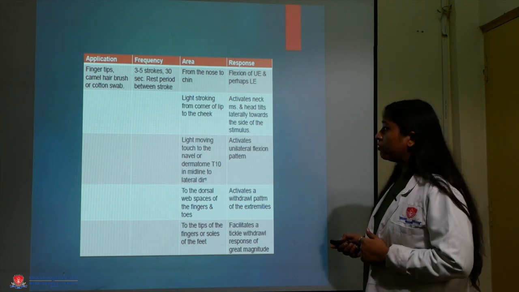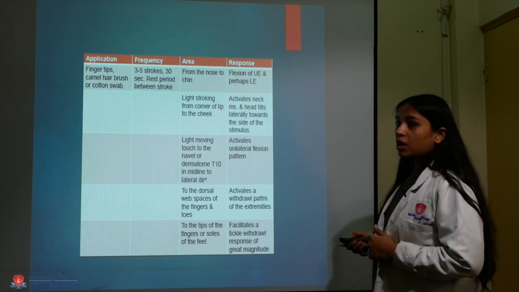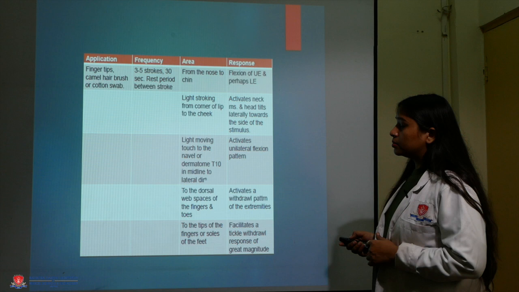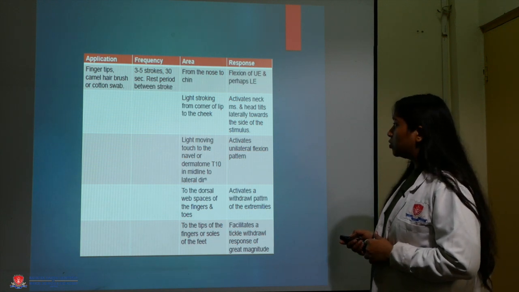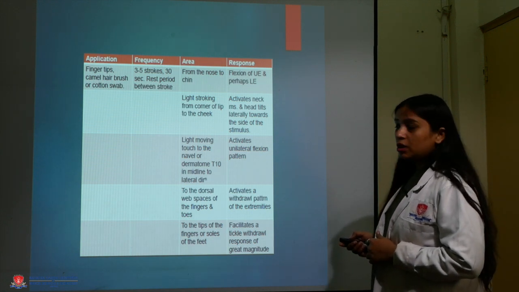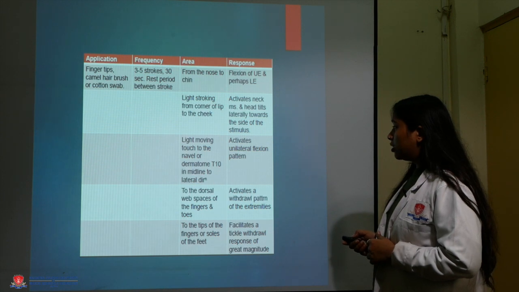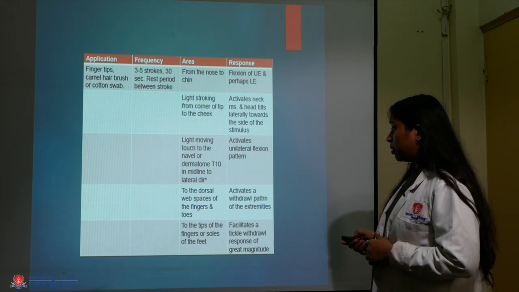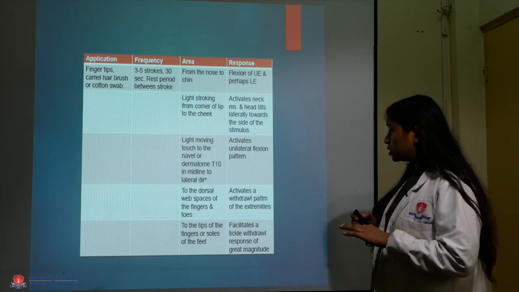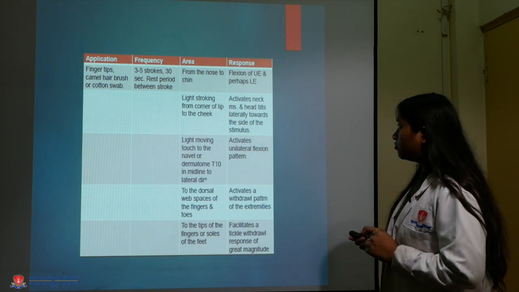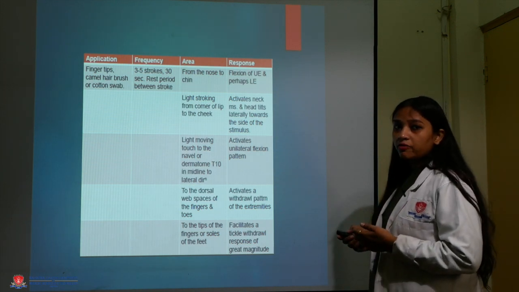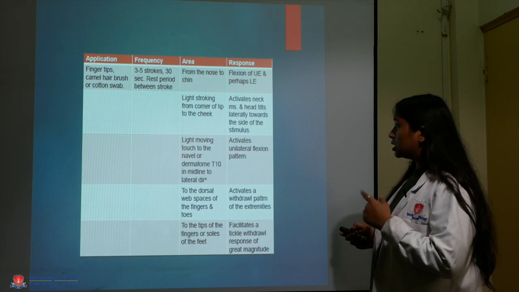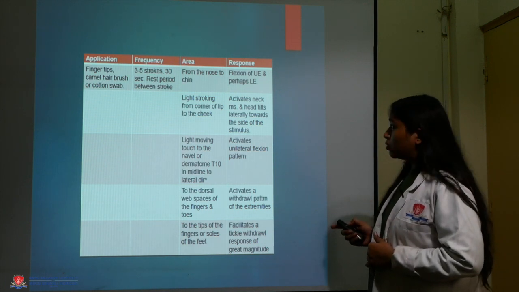Application of light moving touch also includes what are the areas applied. Light stroking from the corner of the lip to the cheek, light moving touch to the navel or dermatome T10 in middle to lateral, done to the dorsal web space of fingers and toes, to the tips of fingers or sole of the feet. So what are the areas where we will apply light moving touch? These are on the screen.